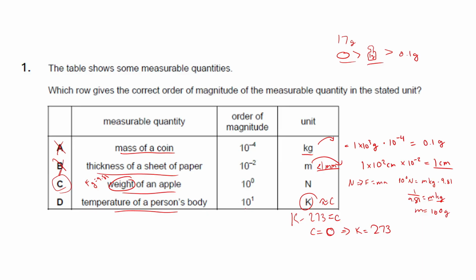But if we look here, we see that 10 K is the temperature of a person's body. This means that if we use this fact and this quantity, basically what this choice is saying is that our body temperature is below freezing. And you should know that a body is definitely not below freezing, the core body temperature. So it's not going to be D, and thus our answer is C.